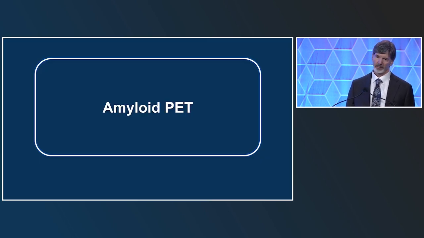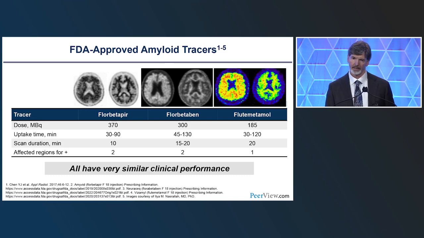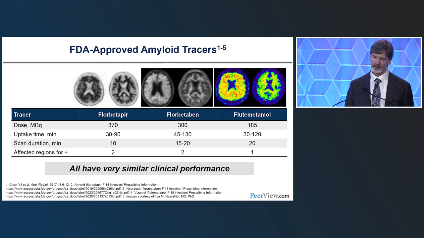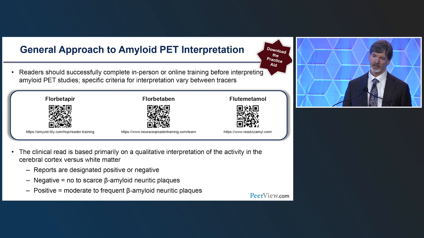So let's talk about amyloid PET a little bit. Amyloid PET is, like I said, an imaging modality that has a number of radiotracers that are approved. They function pretty much the same in terms of performance and in terms of how you interpret them. The companies have published interpretation guidelines, and you can do training modules to up your game in terms of what you know about interpreting amyloid PET.